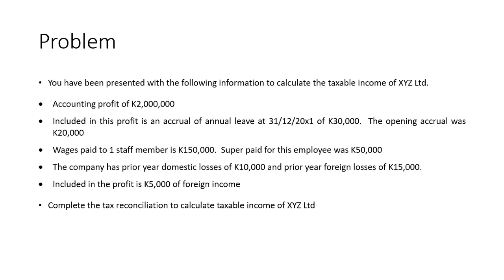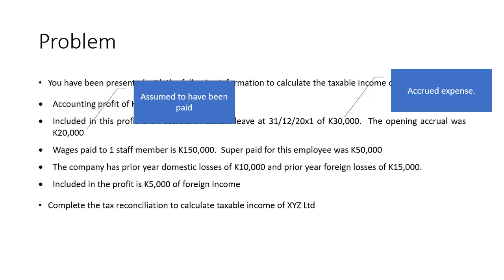Now, before we do that, we'll tick off each bullet. So accounting profit, we'll start on that. With regards to accrued annual leave at the end of the year, that is an accrued expense. As per taxation rule, we will only recognize annual leave as a deduction if it is actually paid. So the 30,000 is an accrued expense that will not be allowed as a deduction, but the opening balance will be assumed to be paid. So this will be the allowed deduction in the tax reconciliation.